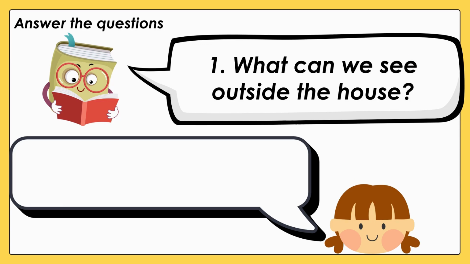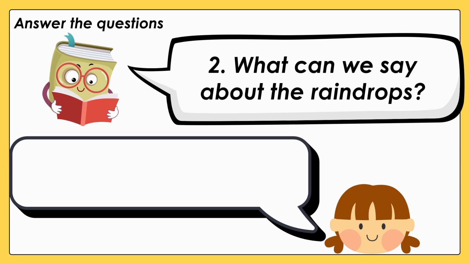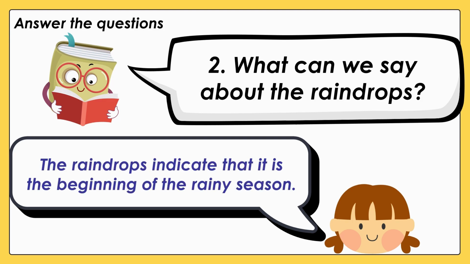Now, let us answer the questions. Number 1, what can we see outside the house? The answer: we can see the raindrops falling outside the house. Number 2, what can we say about the raindrops? The answer: the raindrops indicate that it is the beginning of the rainy season.